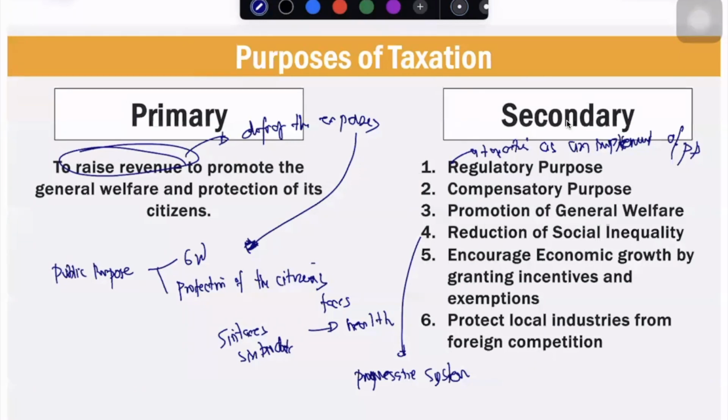Thereby, now there's a mismatch, because some of the foreign investors who go to economic zones are provided lower incentives compared to our local industries. Therefore, I think there's a problem regarding 5 and 6 as to the secondary purposes. But anyway, still, it's the purpose of taxation, trying to encourage economic growth and to protect local industries.